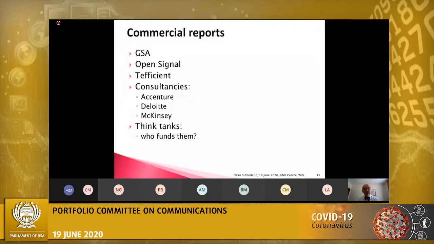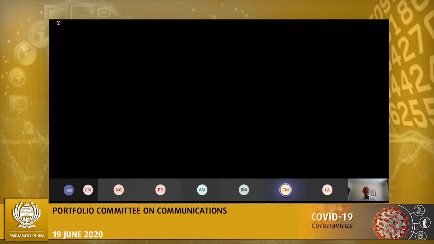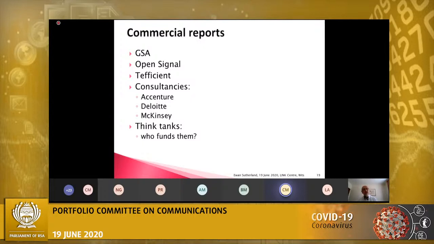There are out in the commercial world any number of reports about some of this stuff. The GSA does up-to-date reports on 4G, 5G, the equipment, the networks that are deployed. OpenSignal tells about the quality of networks. Deficient tracks the same sorts of issues, numbers of customers on 5G on various networks and operators, and a whole bunch of consultancies.